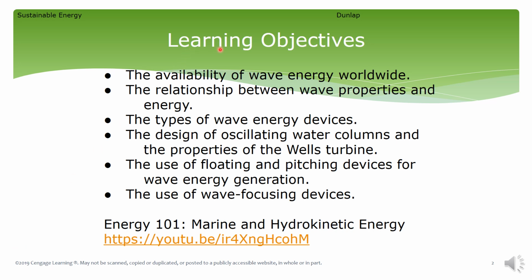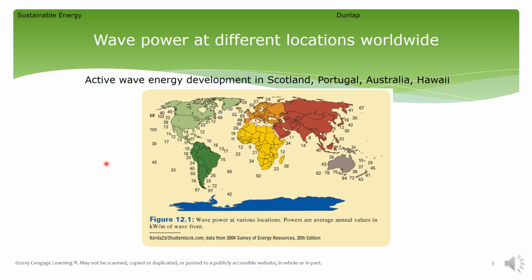Learning objectives in this chapter: the availability of energy worldwide, the relationship between wave properties and energy, the types of wave energy devices, the design of oscillating water columns and the properties of Wells turbines, the use of floating and pitching devices for wave energy generation, the use of wave focusing devices, and wave power at different locations worldwide.